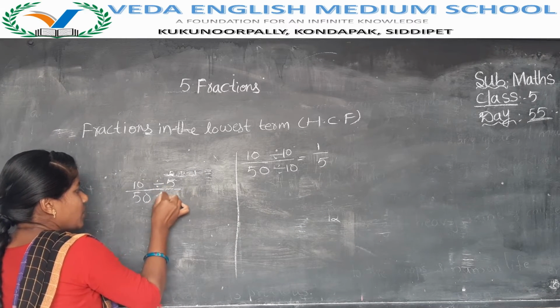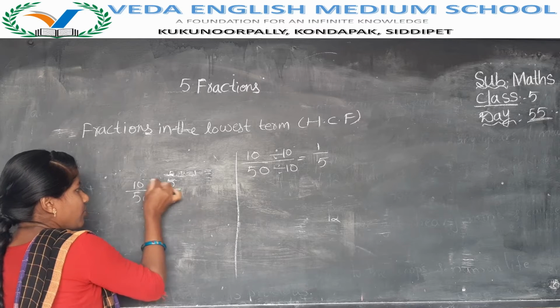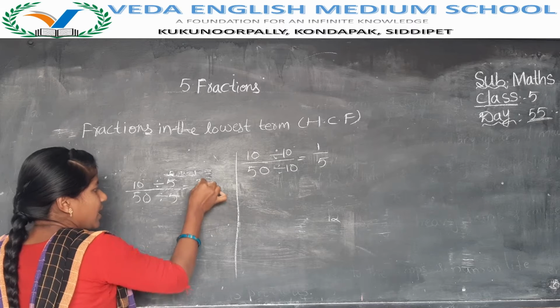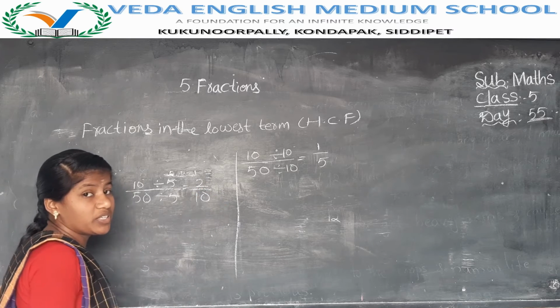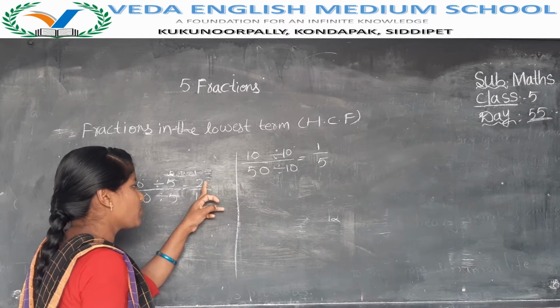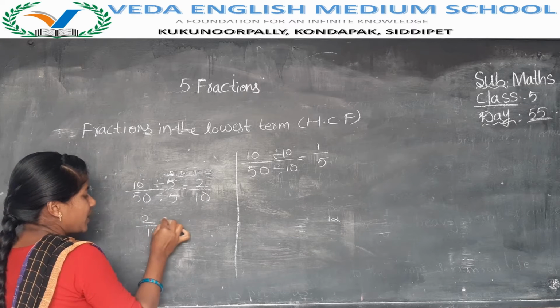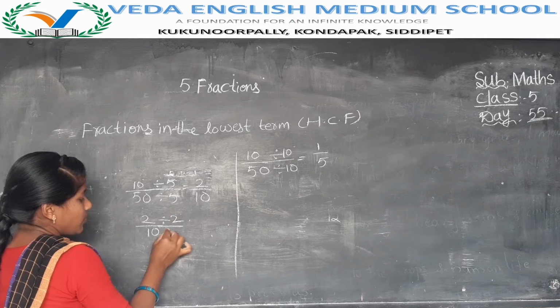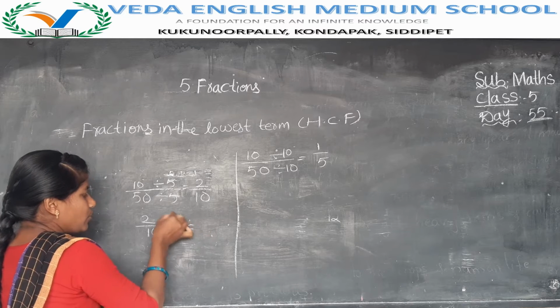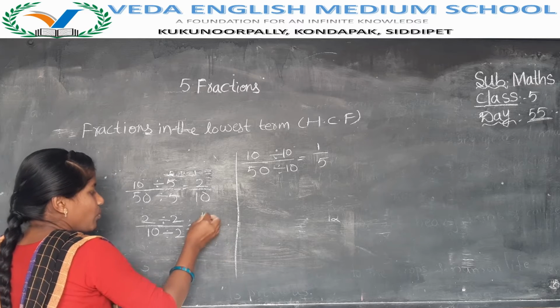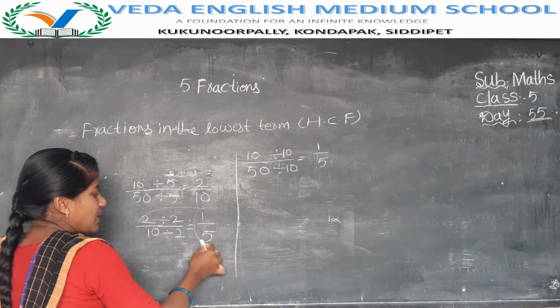See, both are divisible by 5. 5 2s are 10, 5 10s are 50. Again these two are divisible by which table? 2 table. In the 2 table 2 is possible, 10 is possible. 2 by 10. Now divide numerator and denominator by 2. In the 2 table 2 is possible, that is 1 time. In the 2 table 10 is possible, that is 5 times.